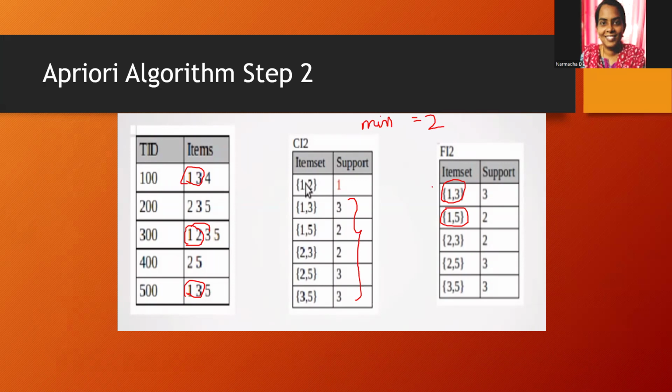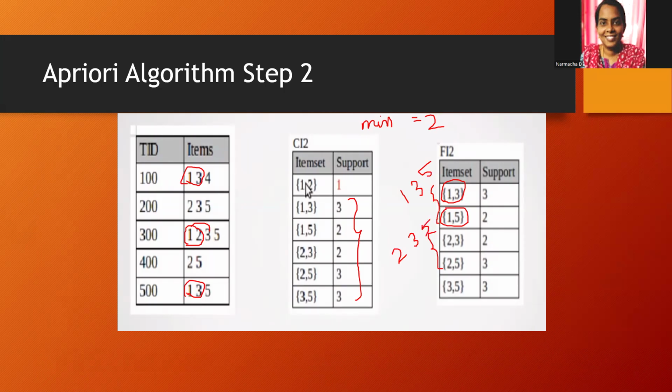So how will we be generating it? You take the combination of item sets, combining 1, 3 with 1, 5. What item set will we get? We'll get 1, 3, 5. Similarly, on combining 2, 3 and 2, 5, what candidate 3 item set will we get? It is 2, 3, 5.